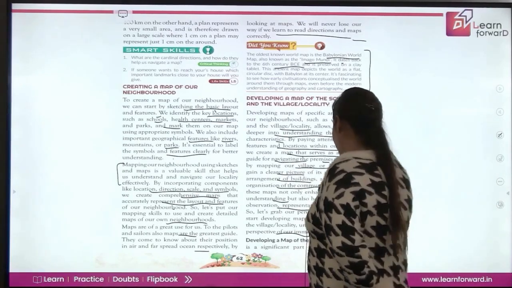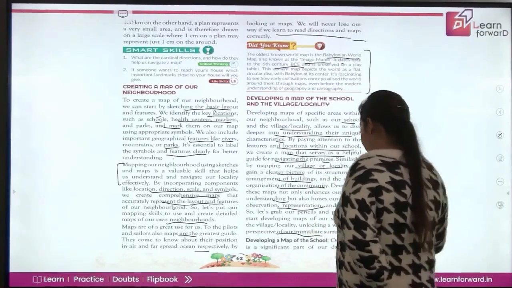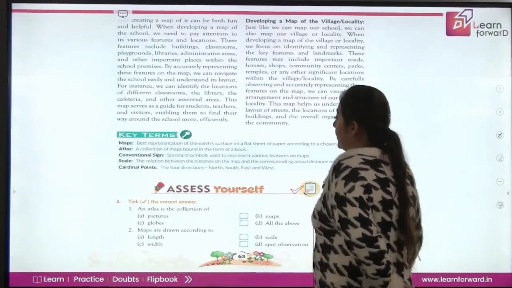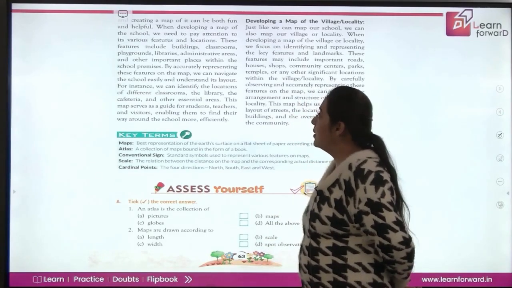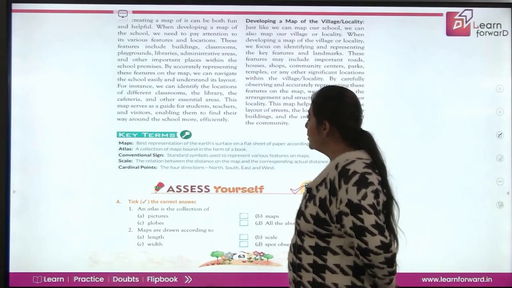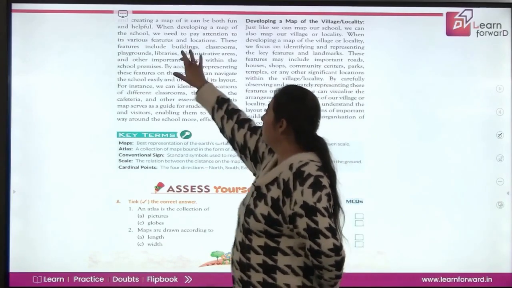Now, developing a map of a school, ये बहुत interesting है. You can do this right away. Our school is a significant part of our daily lives, and by creating a map, it can be both helpful and fun. So when developing a map of a school, we need to pay attention to various features, like we need to include the building. कितनी बिल्डिंग है?